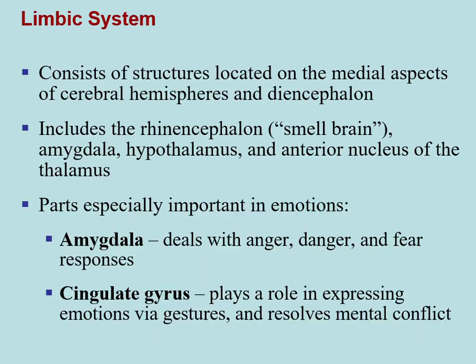The limbic system is definitely considered our emotional brain, but it does consist of structures located on the medial aspects of the cerebral hemispheres and diencephalon, and includes the rhinencephalon or smell brain. So structures like the amygdala, the hypothalamus, and the anterior nucleus of the thalamus are a part of the limbic system. Really important parts involved in emotion are the amygdala, which deals with anger, danger, and fear responses, and the cingulate gyrus, which plays a role in expressing emotions via gestures and helps resolve mental conflict.